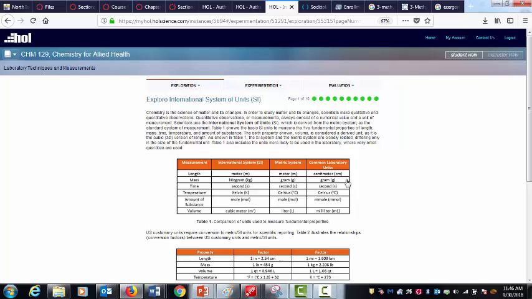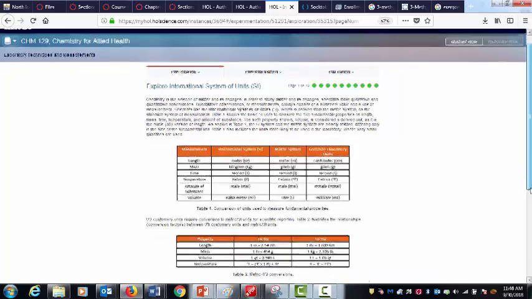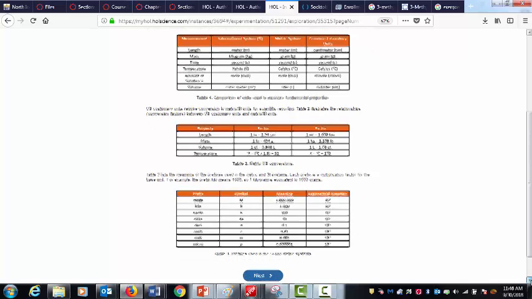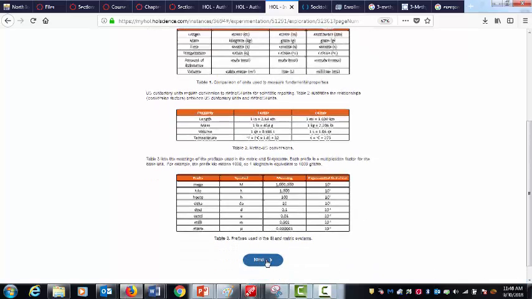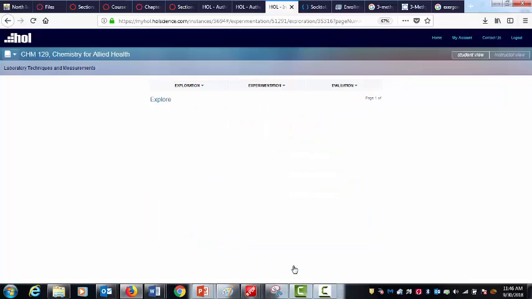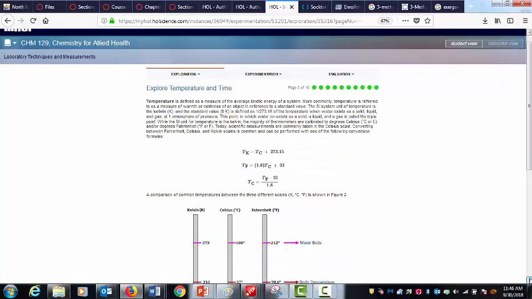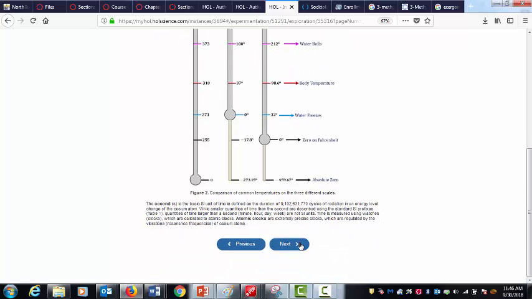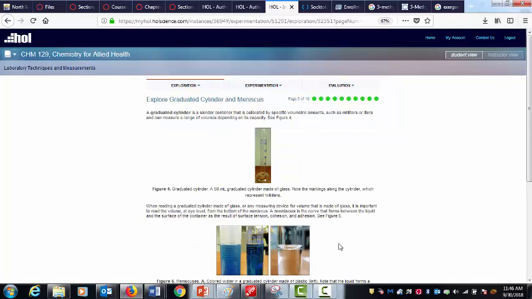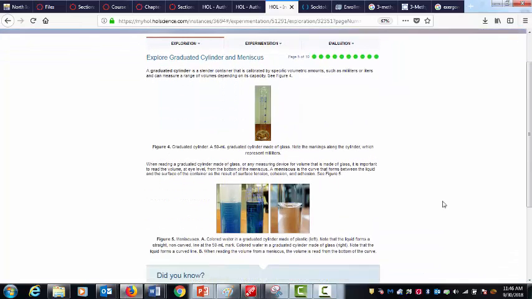And here are some common laboratory units: centimeters, grams, seconds, Celsius, and a millimole is a thousandth of a mole, and a milliliter. There are also some conversion factors here between imperial and metric system, as well as the meaning of the metric prefixes. So these are all references that you can use and are a review from Chapter 1. And then it goes into some detail about the different physical properties: length, temperature and time, volume, what that means.